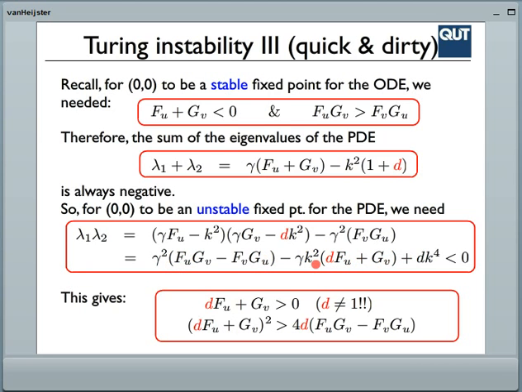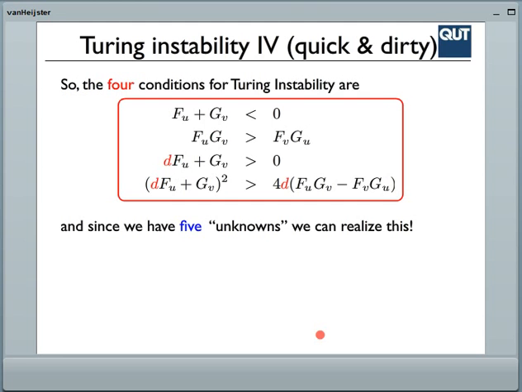Well, this is just a second order equation in k squared. So we can just conclude when the polynomial crosses 0, which is given over here. So it looks a little bit like b squared should be equal to 4 times a times c. This is just a quadratic equation. So what we have now derived are 4 conditions for Turing instability.